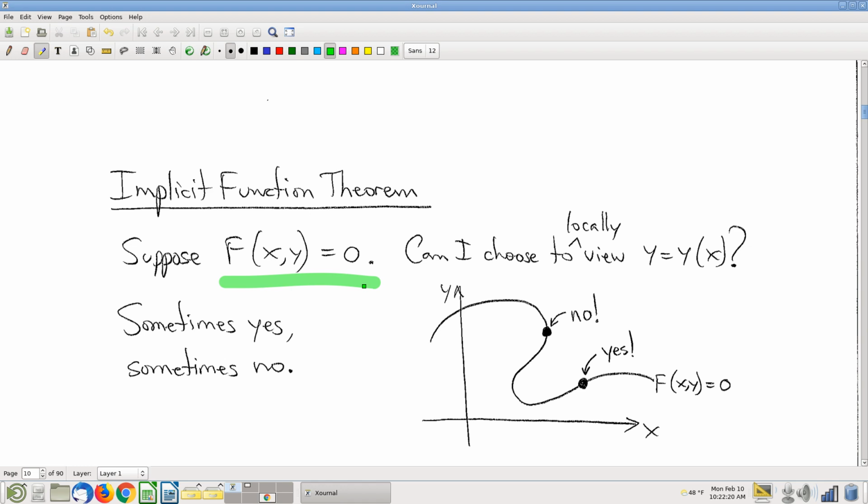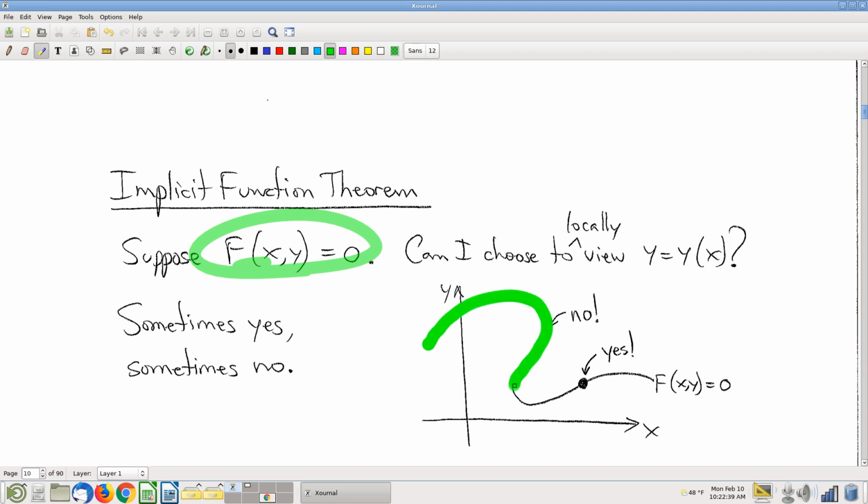Now I'm saying I would like to take what is given as an input variable and view it as an output variable. It is not at all clear that this can be done. For example, here are some easy examples. Let's suppose that the curve described by your equation looks like that.